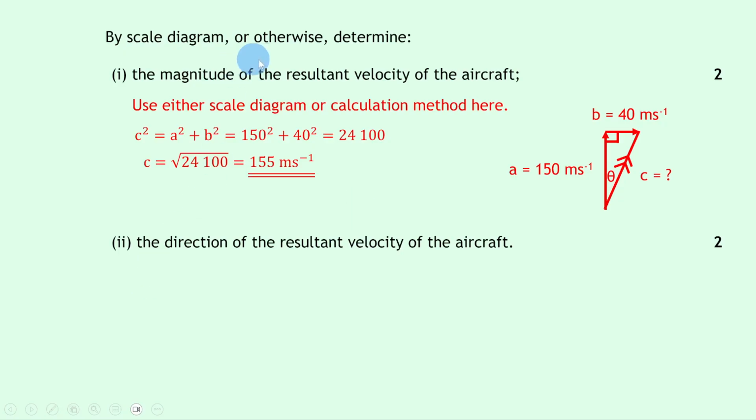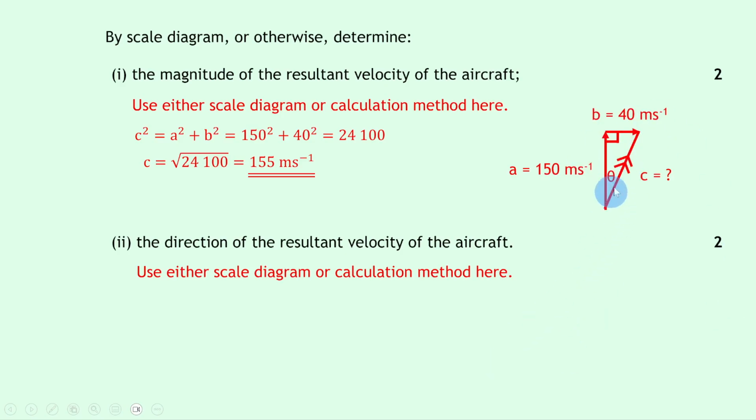Part 2 says by scale diagram or otherwise, determine the direction of the resultant velocity of the aircraft, and again there's 2 marks available here. Well, again we can use either the scale diagram or calculation method, and because we used the calculation method here, we might as well just keep using the calculation method. Now we can use the diagram that we sketched earlier to help us with this as well, because we're interested in the direction now, which will involve the angle theta.